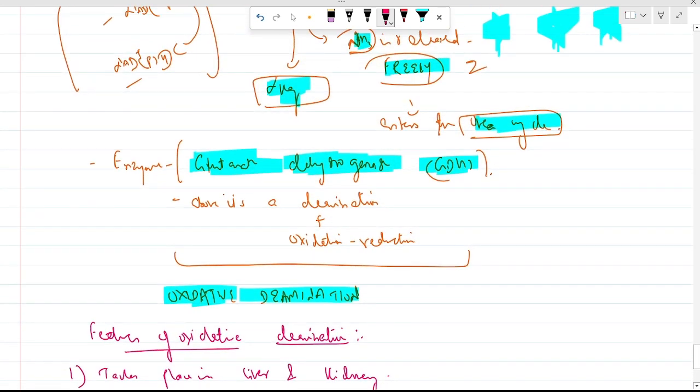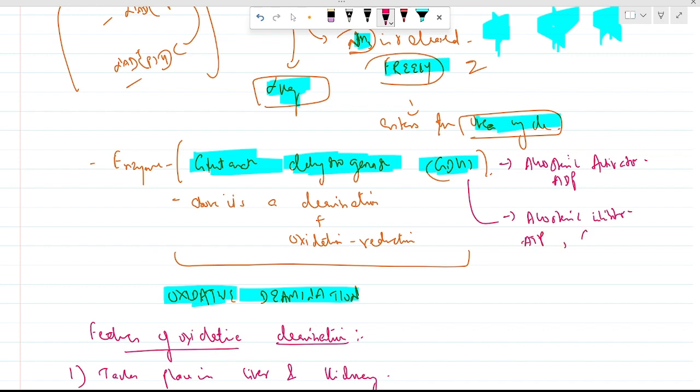Lastly, regarding the enzyme glutamate dehydrogenase, its allosteric activator is ADP. Its allosteric inhibitors are ATP, GTP and NADH.